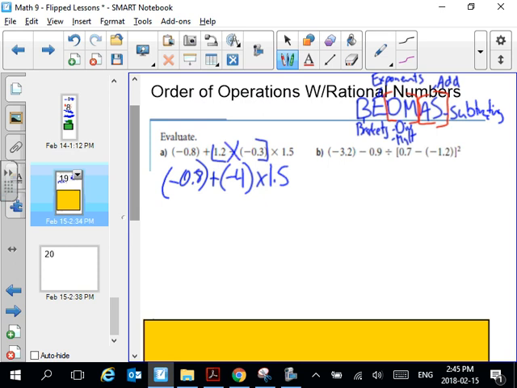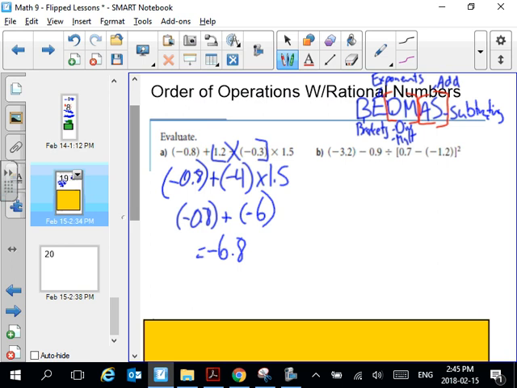That one's gone, so I've got my division gone. Next I need multiplication. I have negative 4 times 1.5, so I rewrite the whole question. Negative 0.8 plus negative 4 times 1.5 is going to give me negative 6. So I have negative 0.8 plus negative 6, which gives me a final answer of negative 6.8. So that's how those questions work.